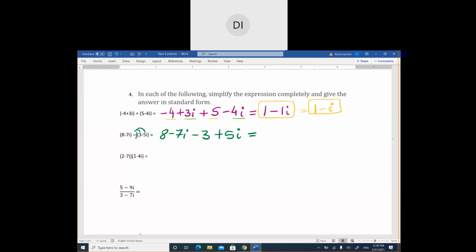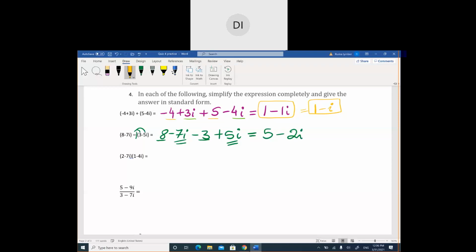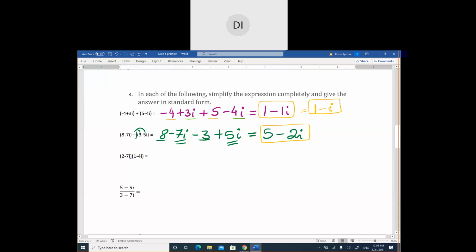And then from here, we're going to do the same. Number and number, i and i. So 8 minus 3 is going to be 5. Negative 7i plus 5i is going to be negative 2i. And that's my final answer. That's how you subtract complex numbers. So pretty much you're doing the same way, adding, subtracting any real number. Just here you have two components. You have real component and you have imaginary component. Okay? Any questions?